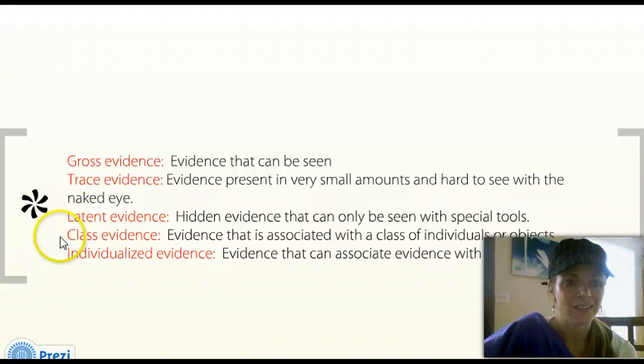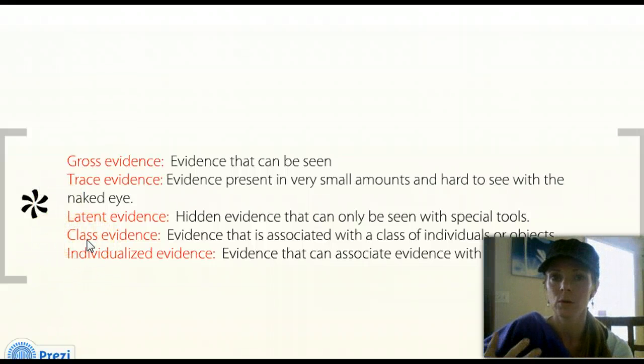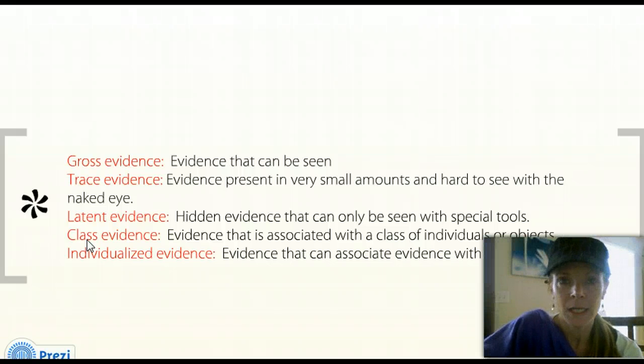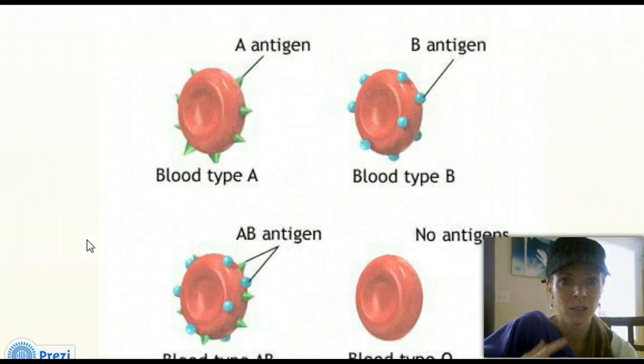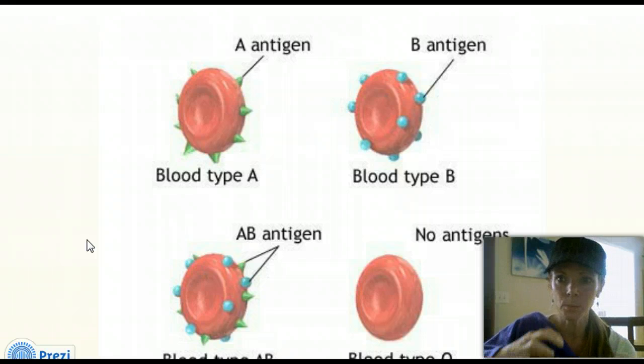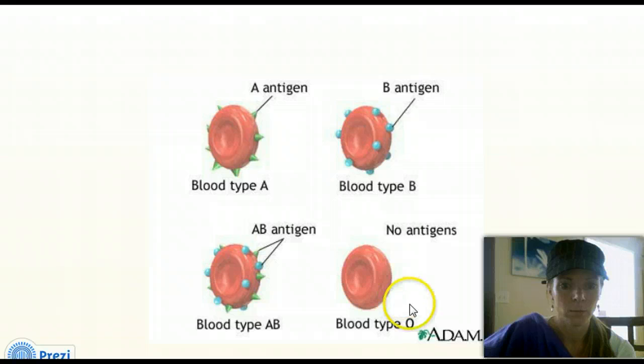We also have class evidence. Class evidence is evidence that's associated with a class of individuals or objects. The example given in your unit text, which I'm going to give to you guys as well, is basically blood grouping. Because when we talk about class evidence, we can group people into type A blood, type AB blood, type B blood, and type O blood. Those are the 4 types.